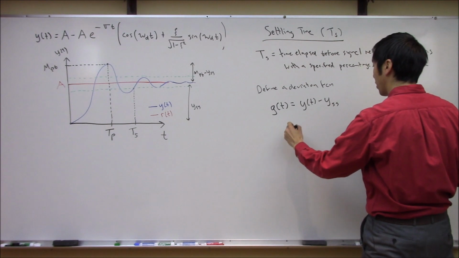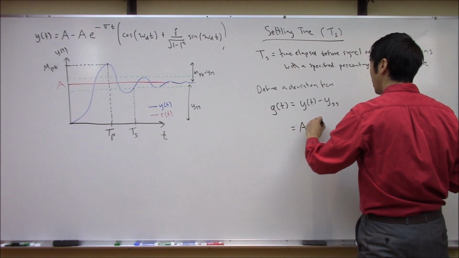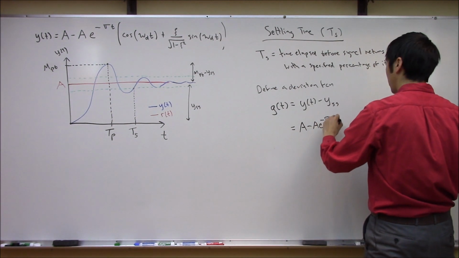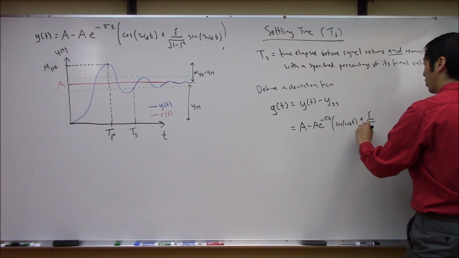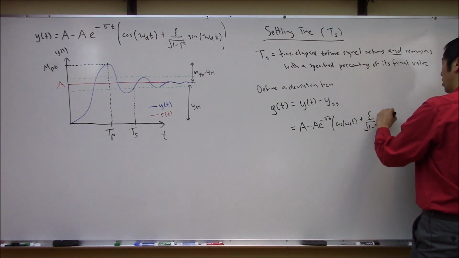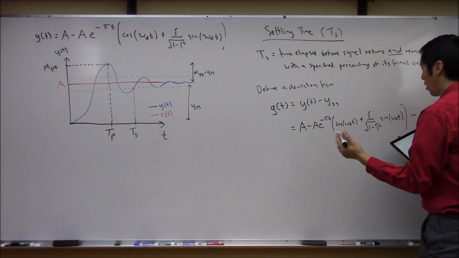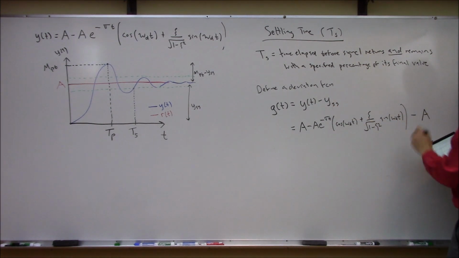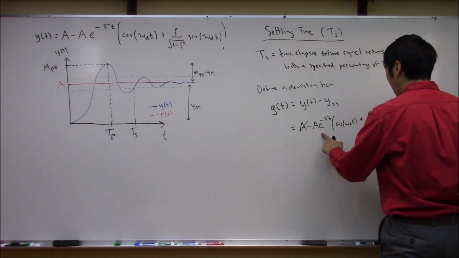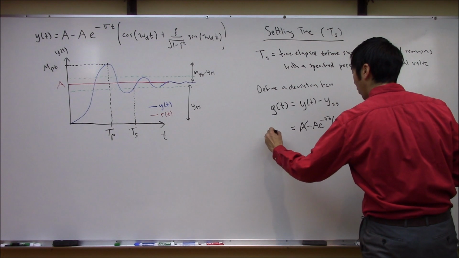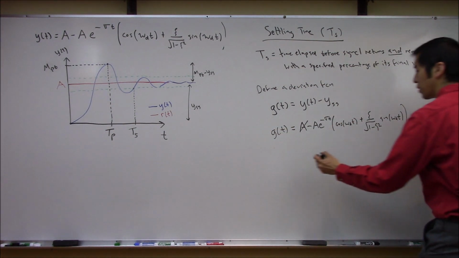That's pretty easy. Okay, so for our case, let's just plug this in. For us here, y of t is that ugly thing over here: a minus a e to the minus sigma t times cosine omega d t plus zeta over square root of 1 minus zeta squared sine omega d t, minus y steady state, which in our case was a. So this cancels with this here. And this deviation function, we can plot it.